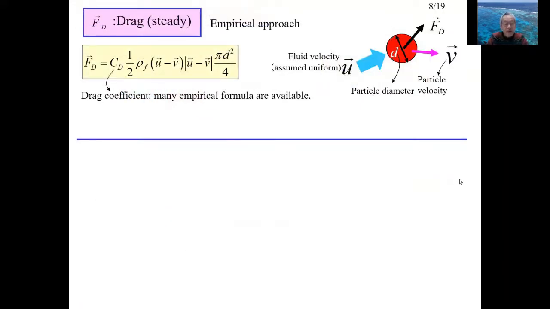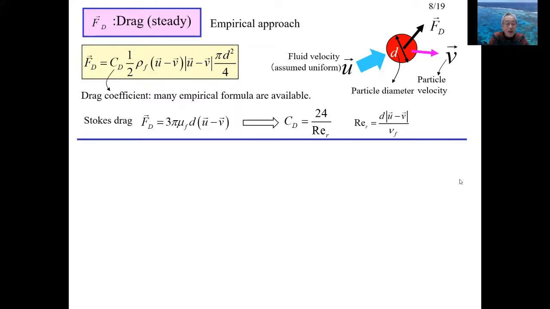The same equation and illustration as in the last slide are shown here. Many empirical formulas are available for the drag coefficient. Next, I'd like to introduce some formulas. First, converting the Stokes drag to the drag coefficient, C_D is equal to 24 over the Reynolds number.